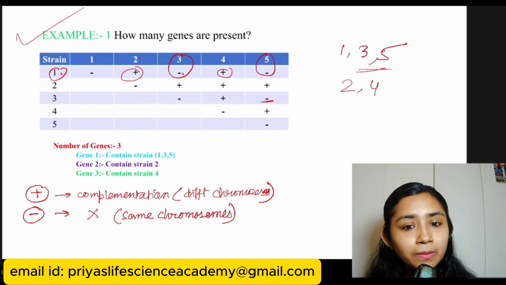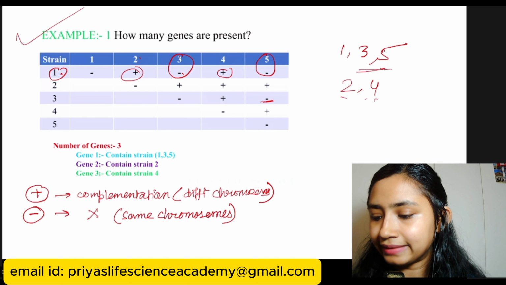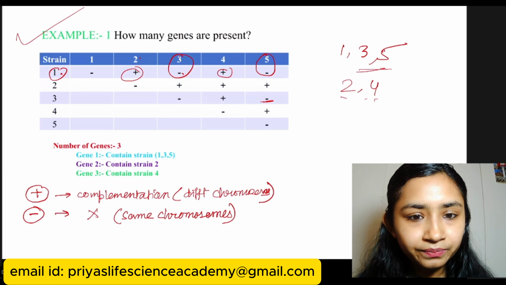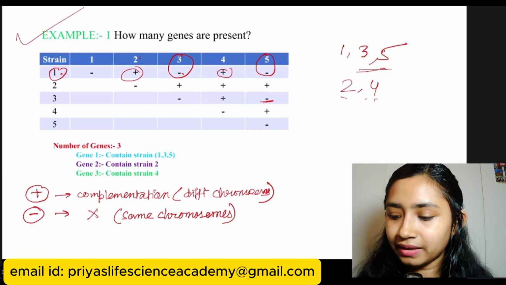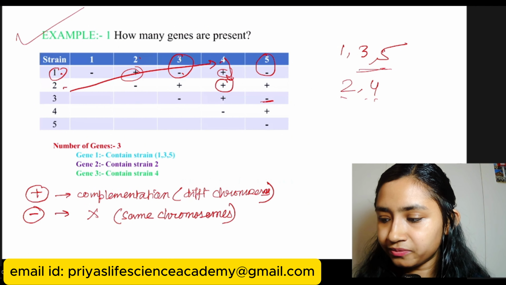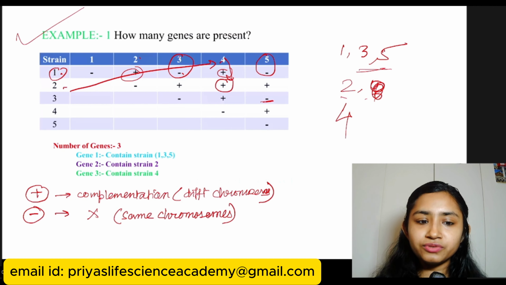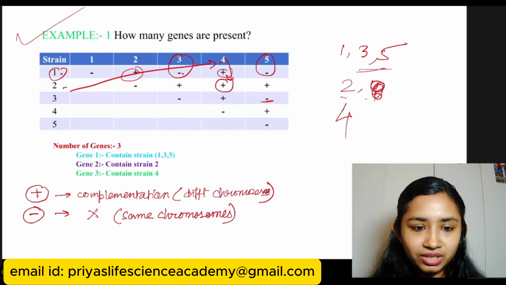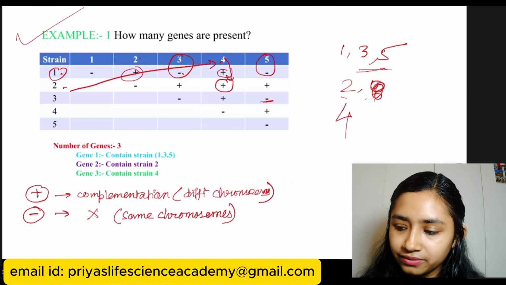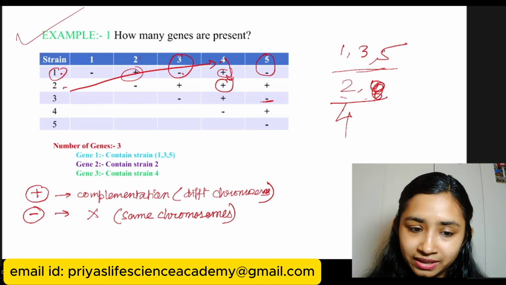But a point to be noted, are 2 and 4 on the same chromosome? We have to check that with 2 and 4. So we can see that with 2, 4 is on a different chromosome. So 2 on a different chromosome, 4 again on a different chromosome. Okay, so the number of genes we can see here is 3. Group 1 contains 1, 3, 5, group 2 contains 2, and group 3 contains 4.